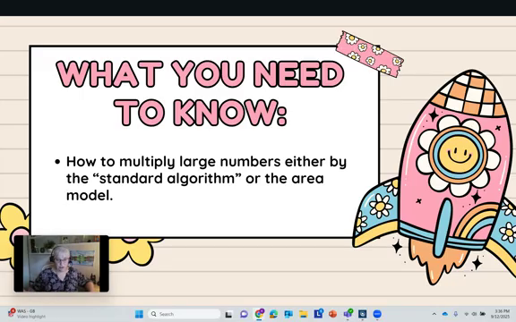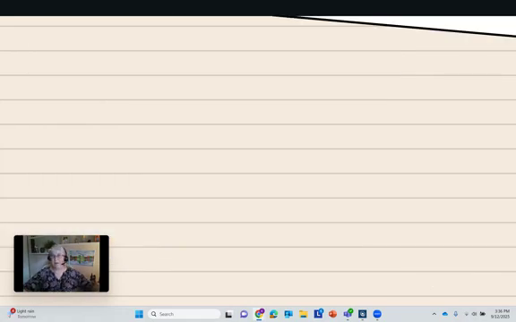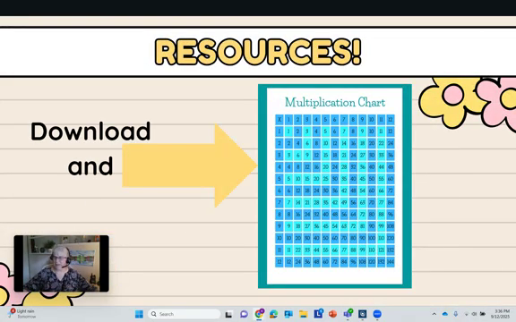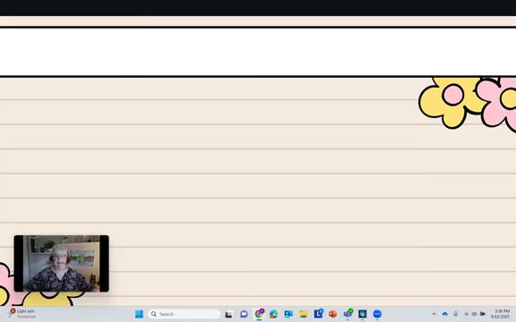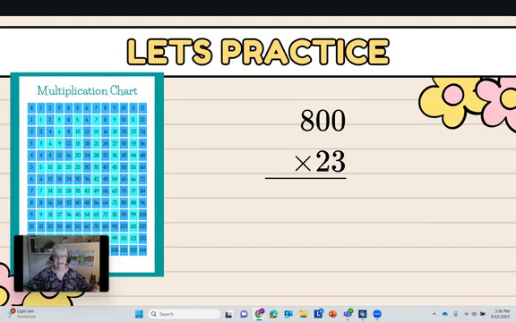Most learning coaches are going to know the standard algorithm, which is the one I'm going to show first. Before we get into that, I am sharing a multiplication chart with you with the multiplication facts from 1 to 12. You can download and print that, use that to help you with your work as you need to. All right, let's get ready to practice.